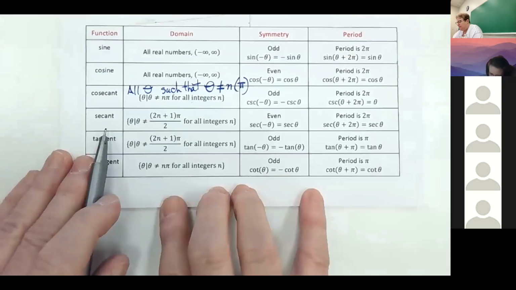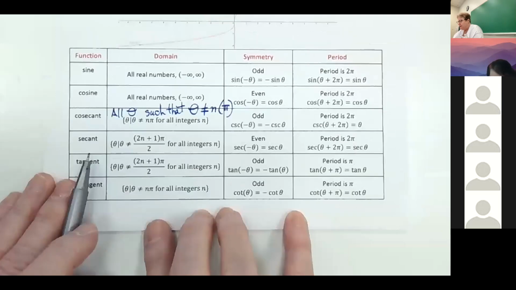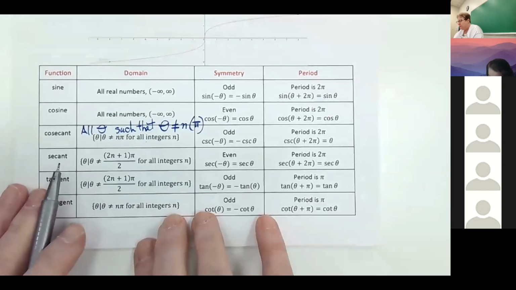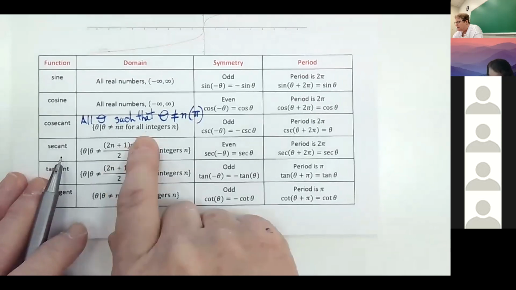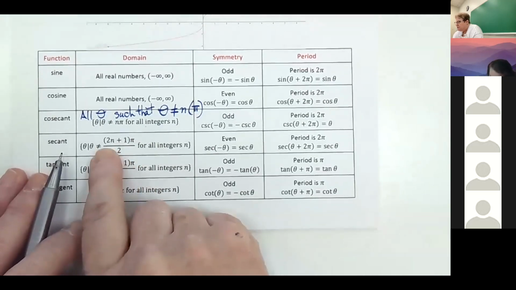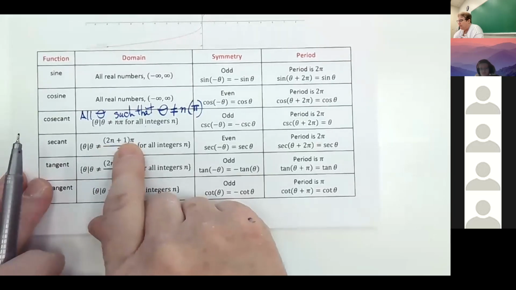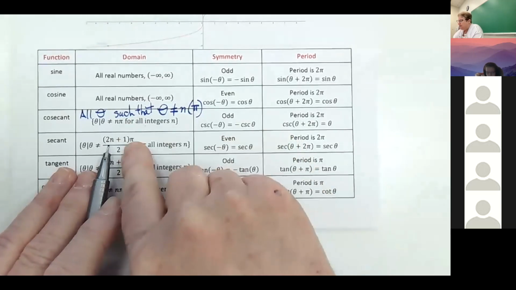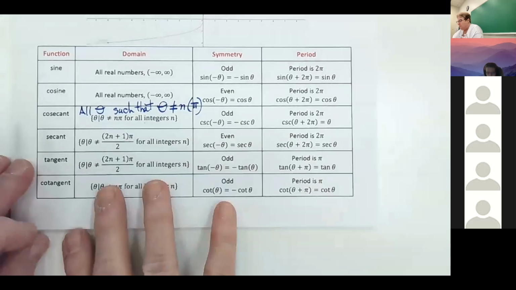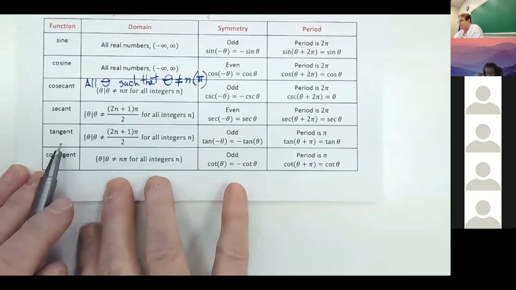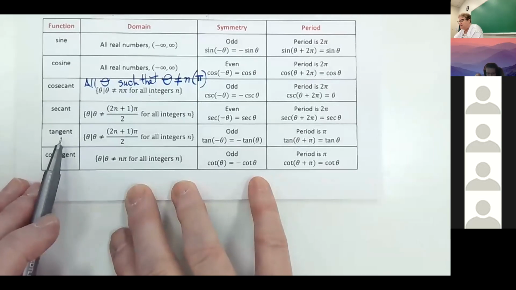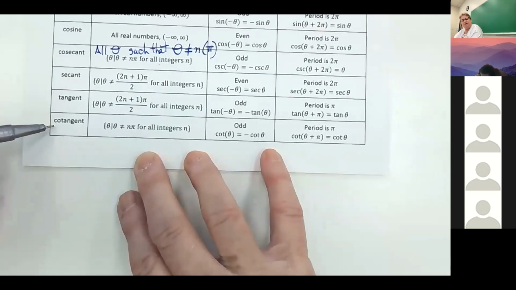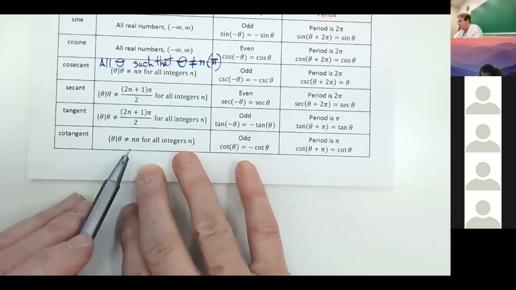The secant is undefined anytime the cosine is 0. Well, cosine is 0 at the top or the bottom of the unit circle. That means odd multiples of pi over 2. 2n plus 1 is a way to write every single odd number. You start with an even, 2n, and add 1 to it to get an odd number. So secant and tangent are going to go together because they both have cosine in the denominator. Cosecant and cotangent are going to go together because they both have sine in the denominator.